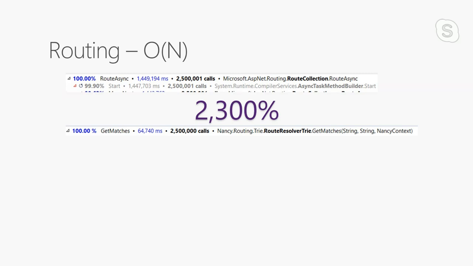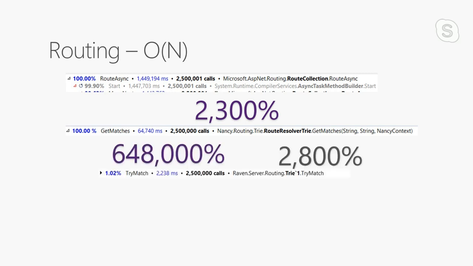Now, let's look at Nancy's routing. Nancy's routing uses an algorithm called a trie, and you can see that this is much, much better, handling the same number of calls at, I don't know, 2% of the cost. Now, we wrote our own system using the same algorithm as Nancy, using a trie. But we did that with zero allocations. We did that with an eye toward the memory structures of the hardware.